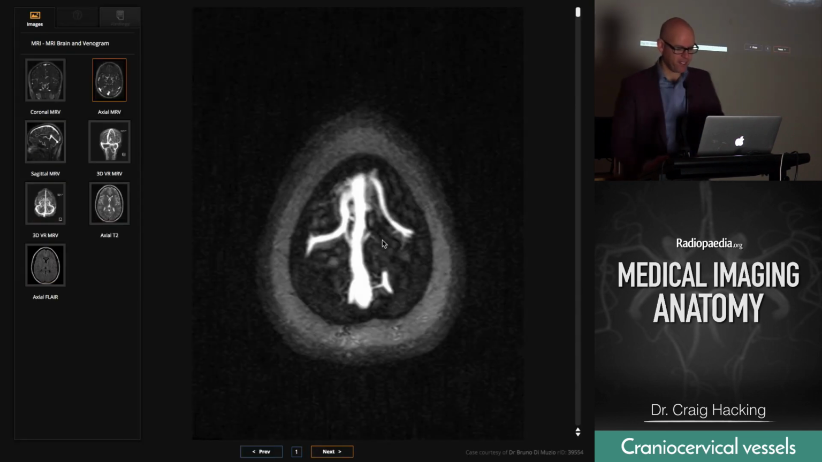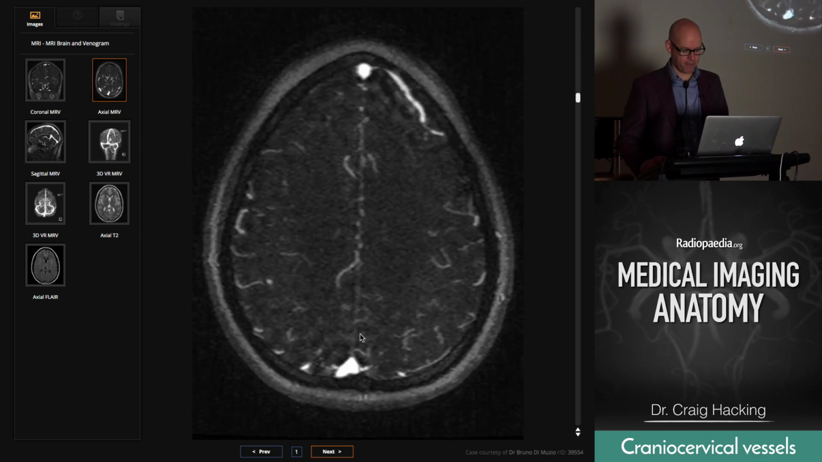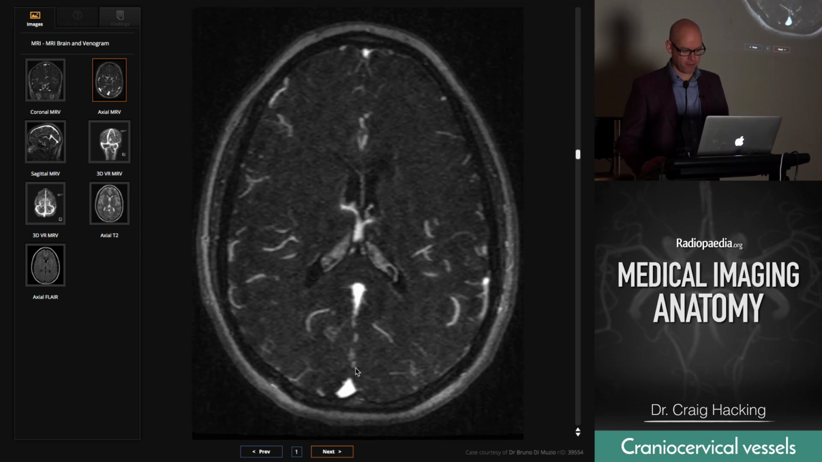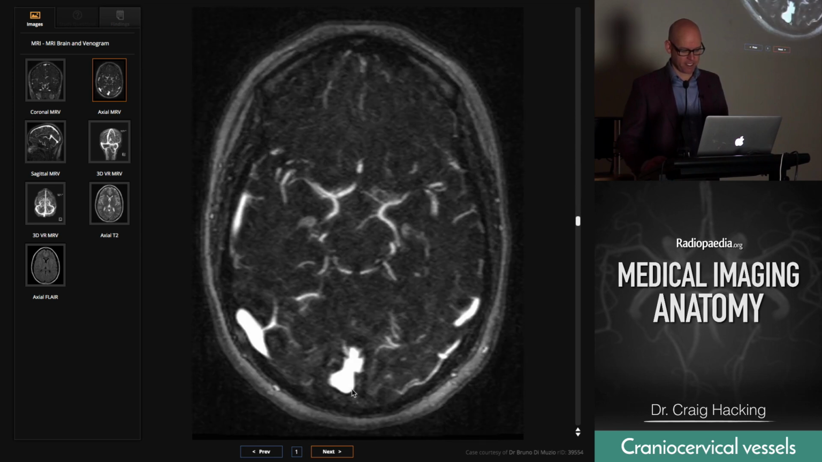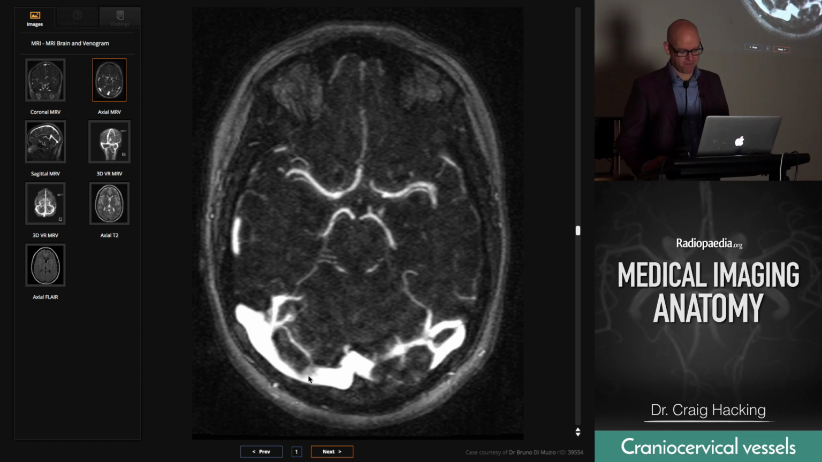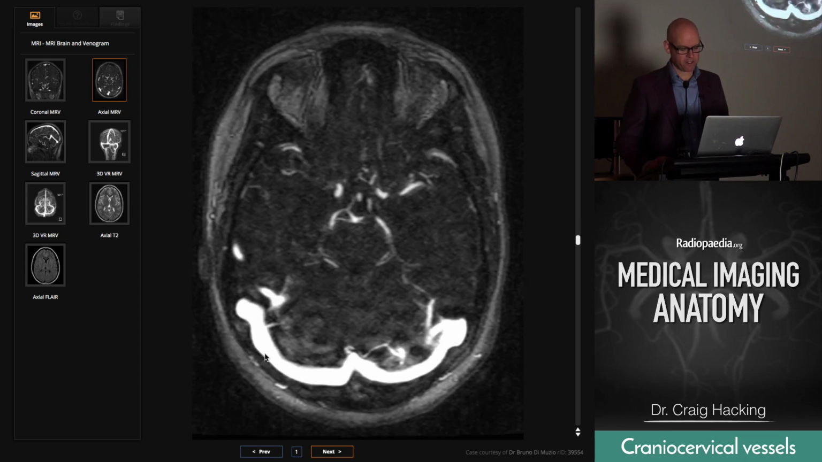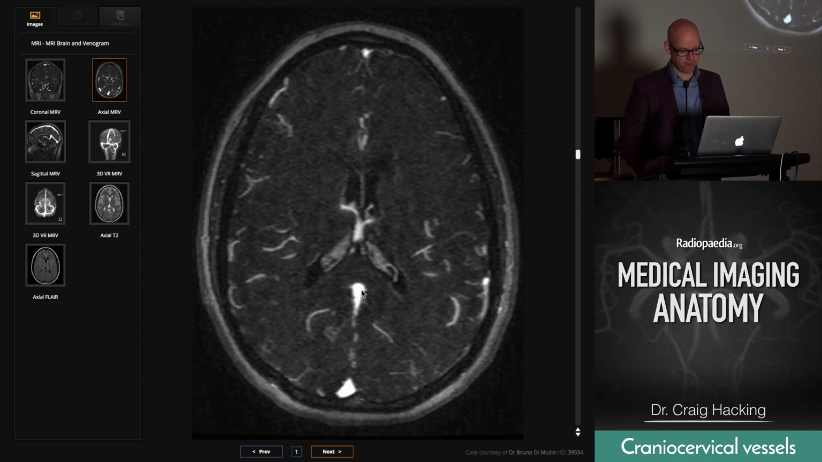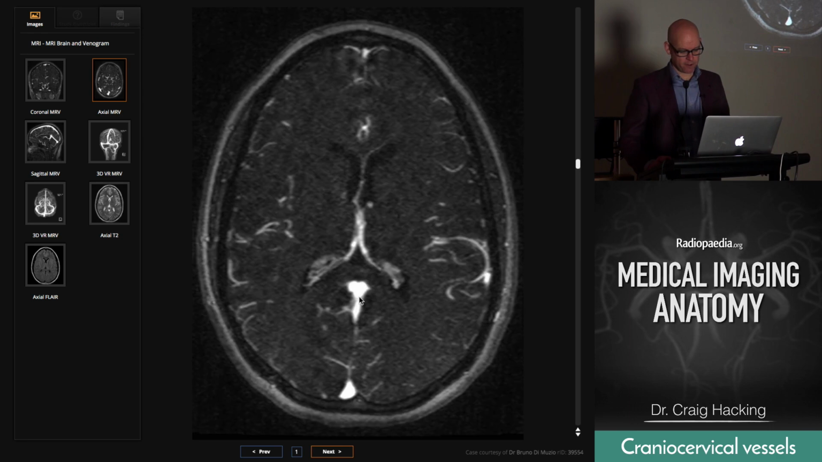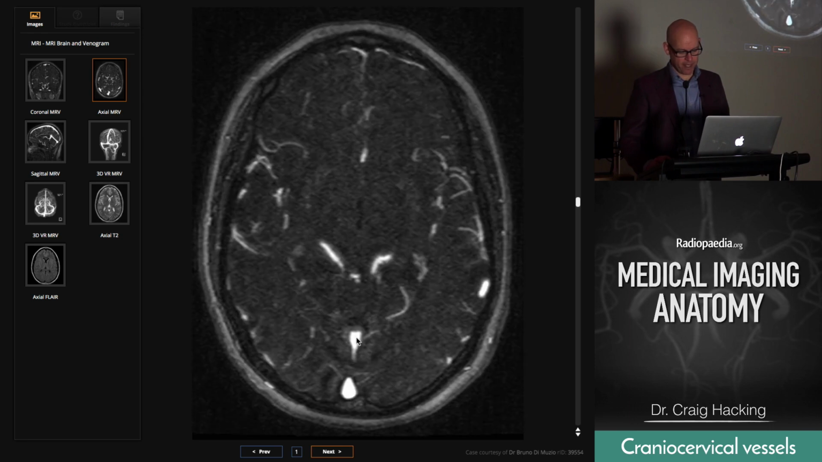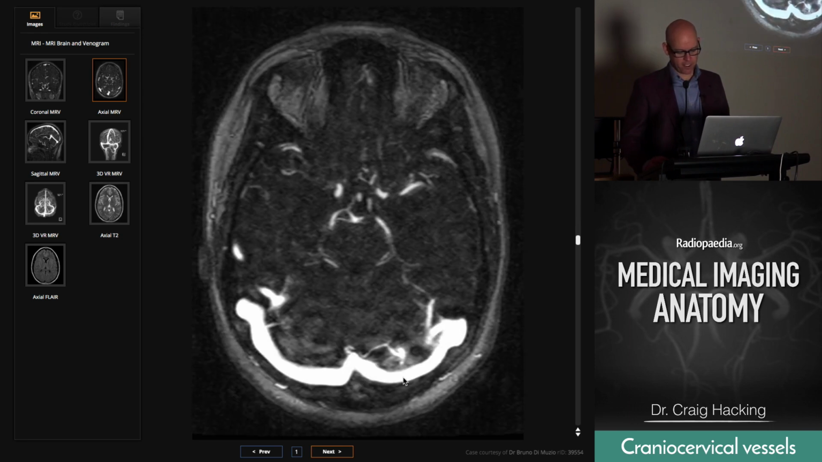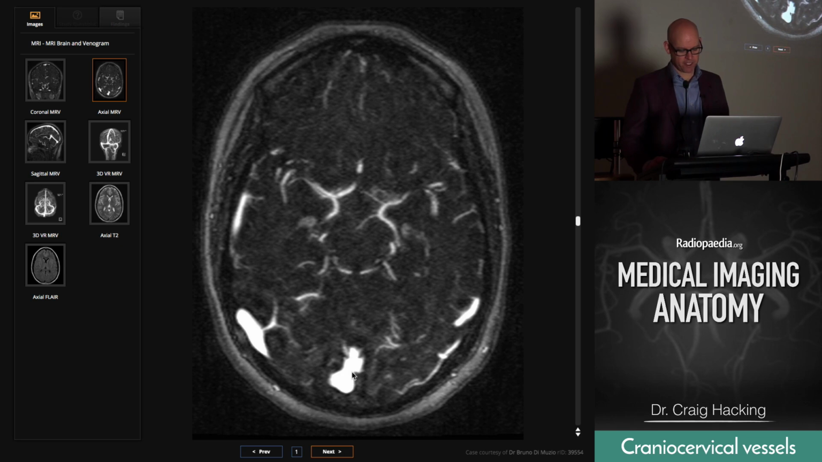Interestingly, there's a lot of variation with these veins. You can see on this MRV how we come back. This is what the majority of people have. Their superior sagittal sinus comes back, and most, if not all of it, drains into the right transverse sinus, whereas here's our straight sinus coming back, and it drains predominantly into the left transverse sinus. There is a connection there, but sometimes there might not be.